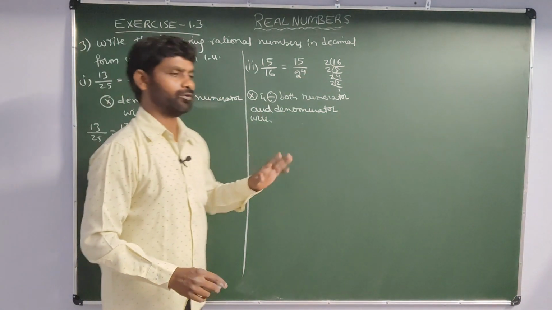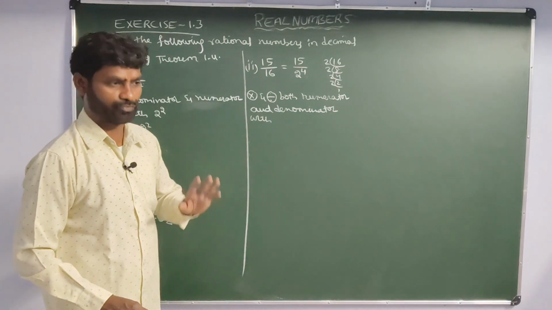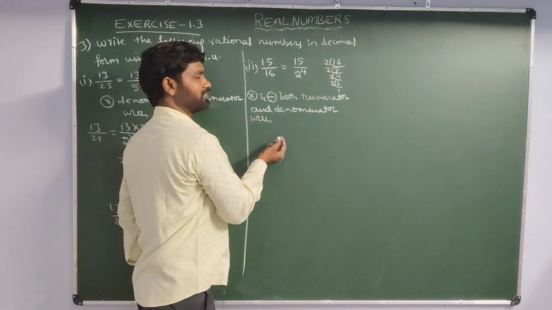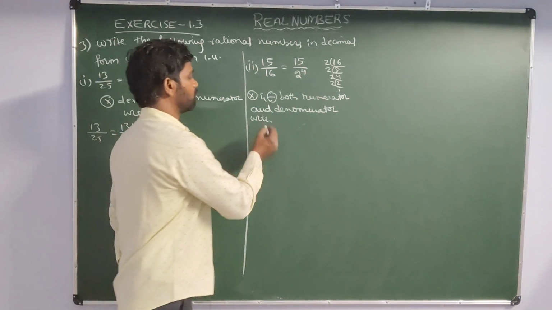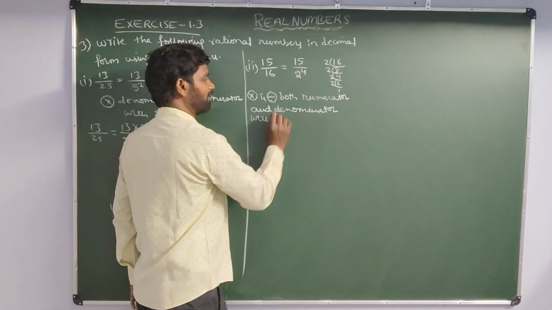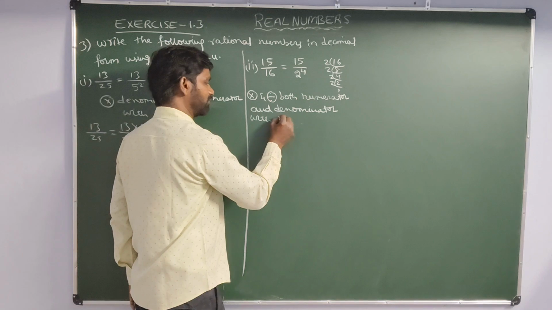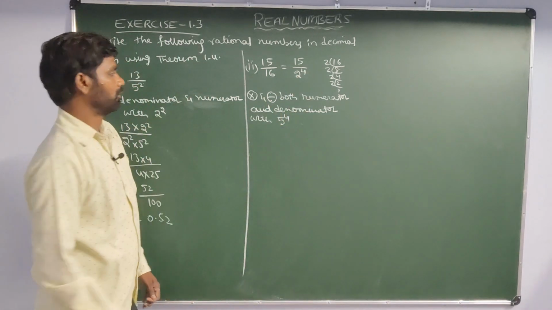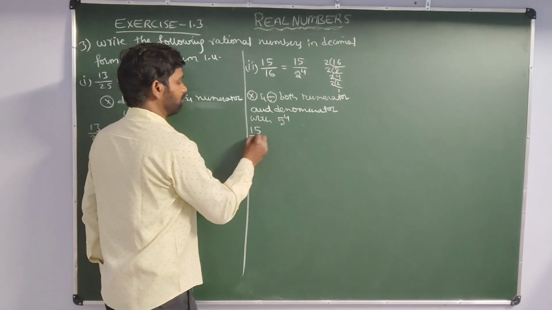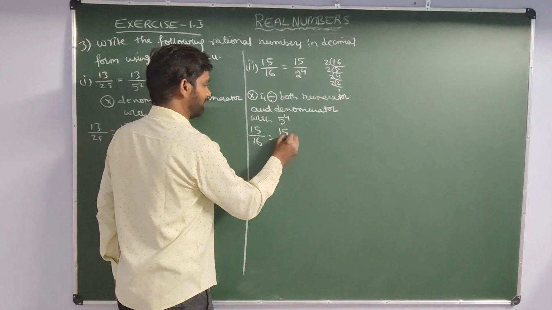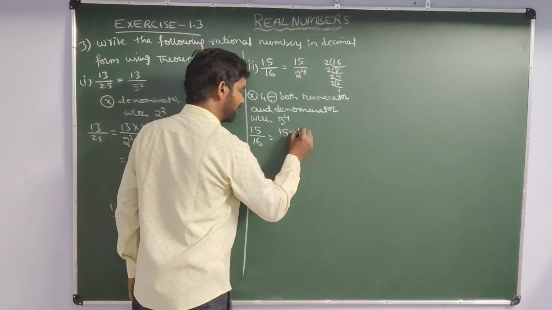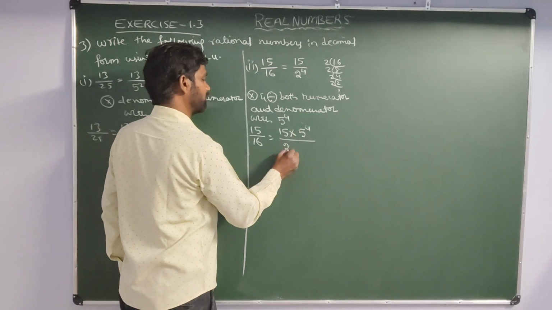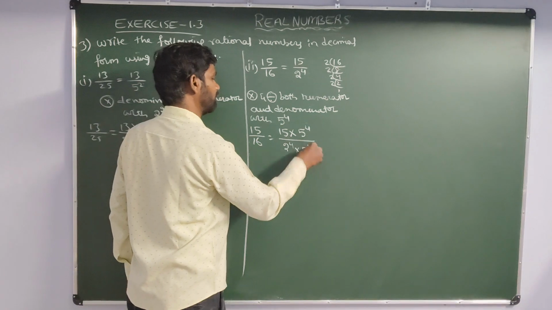So actually the denominator must be in the form of 2 power n into 5 power m. So 2 power n is there, but 5 power m is not there. So we have to multiply and divide both numerator and denominator with 5 power... what is the power here? 4. 5 power 4. So 15 by 16 becomes 15 into 5 power 4, we are multiplying the numerator with 5 power 4 and the denominator also with 5 power 4.